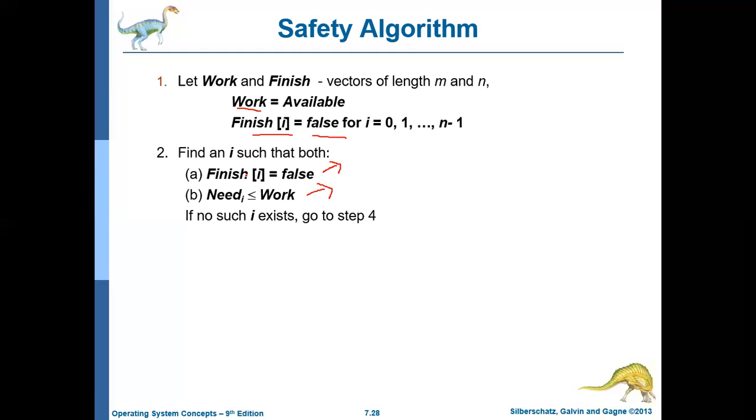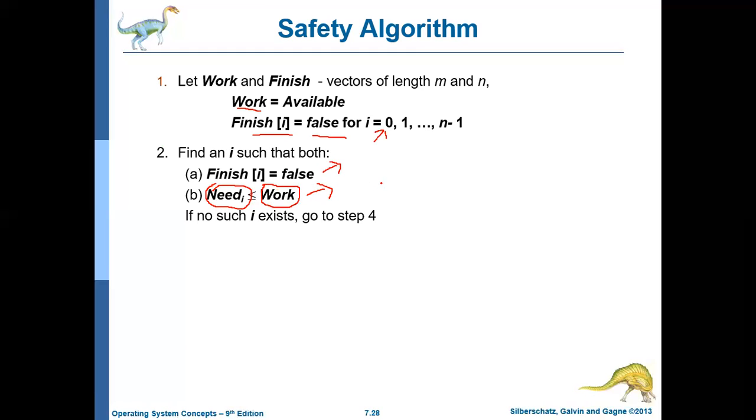So it will check two conditions. One is finish of i should be false. Finish of i is obviously false for all processes initially. Then it checks whether need of i is less than or equal to work. What does it mean? Say the first process, let us start with 0. If i is 0, then for the 0th process, it checks whether the resources it needs more are less than the available resources with the operating system. Because if there are no available resources, you cannot allocate.